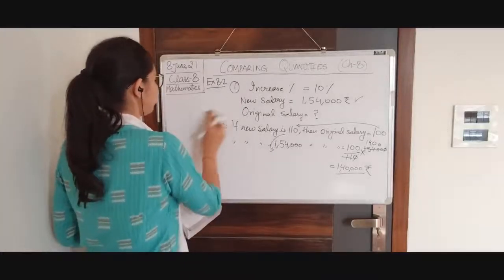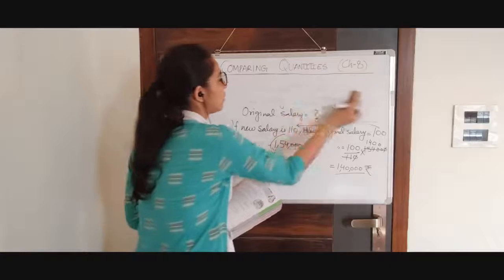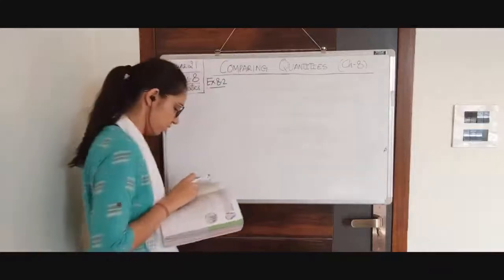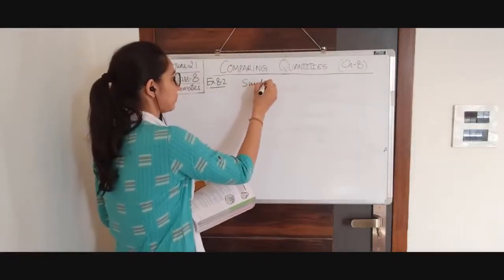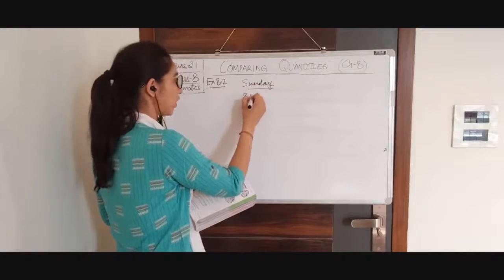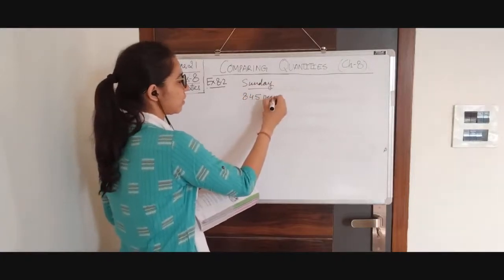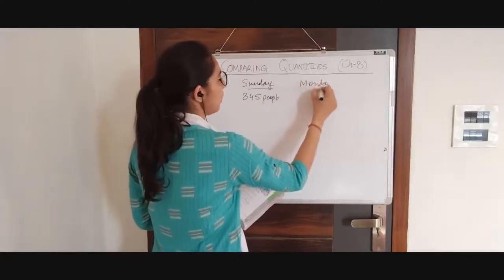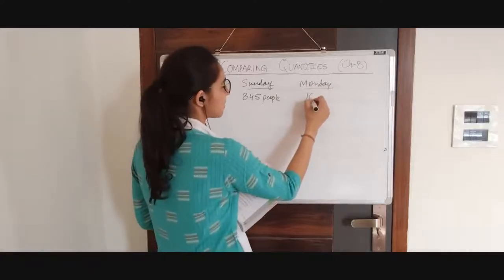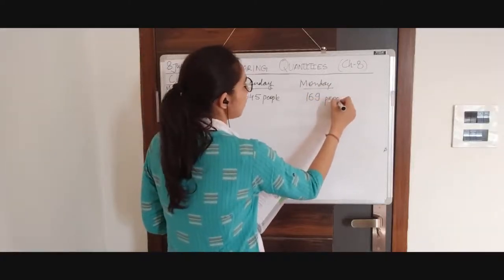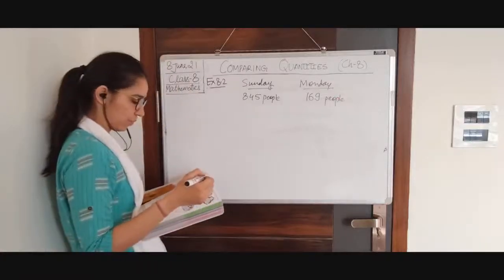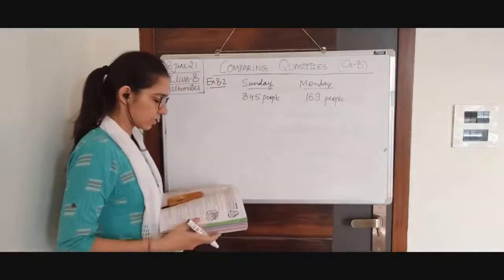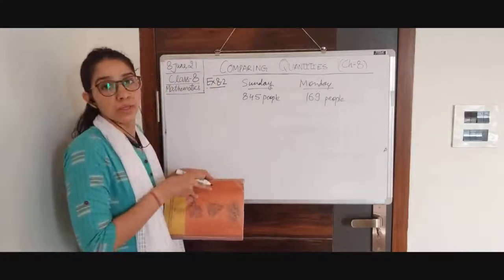ठीक है, question number 2. This is also related to increase and decrease percent. Question number 2 is on Sunday 845 people went to zoo. ठीक है, this much people went to zoo. On Monday only 169, maybe because they got working weekend or something like that, or school. Sunday this, Monday this. Then what is the decrease percent in people visiting the zoo in Monday?